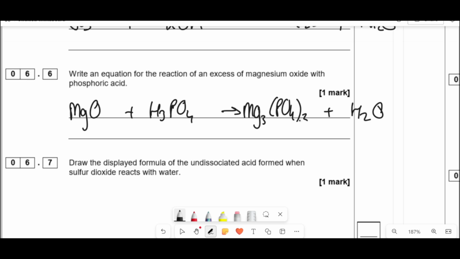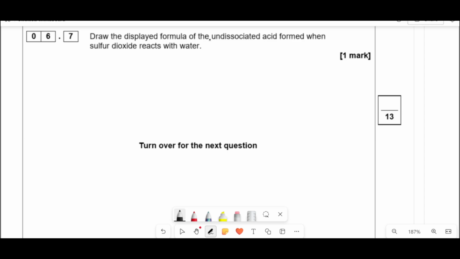Mg3(PO4)2. So now we need to balance that out because there's 2 PO4s, there's only 1 here, so 2 there, and then we need 3 Mgs, so there's going to be 3 here. And then how many waters do we need? We've got 2 H3PO4, so it's 6 H's, and the only thing that has H on this side is here, and there's 2, so that's got to be 3 there, because that'll give you 6 and it balances it out. Done. Now it says, draw the displayed formula of the undissociated acid when sulfur dioxide reacts with water.